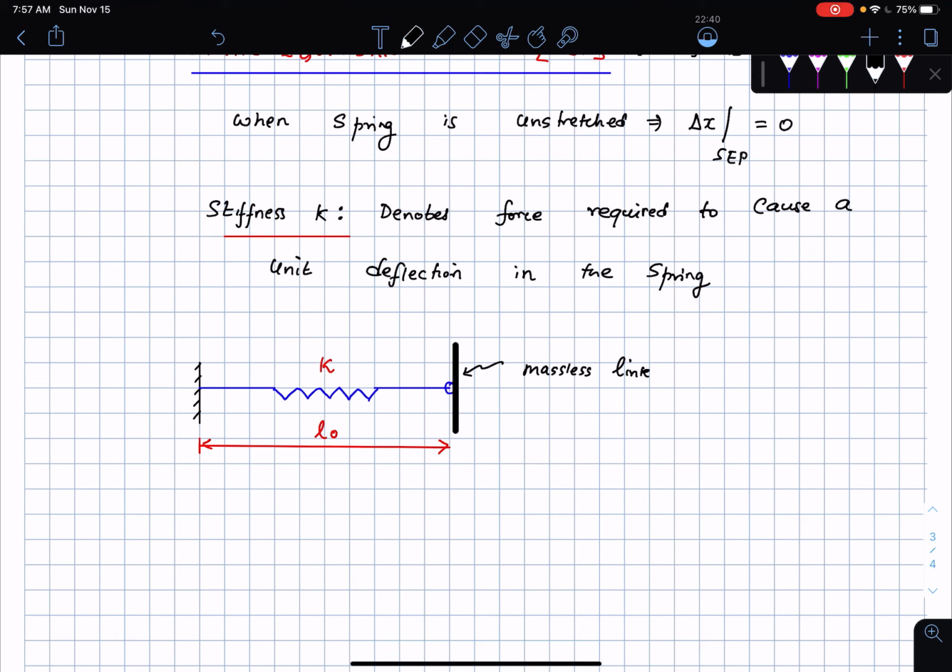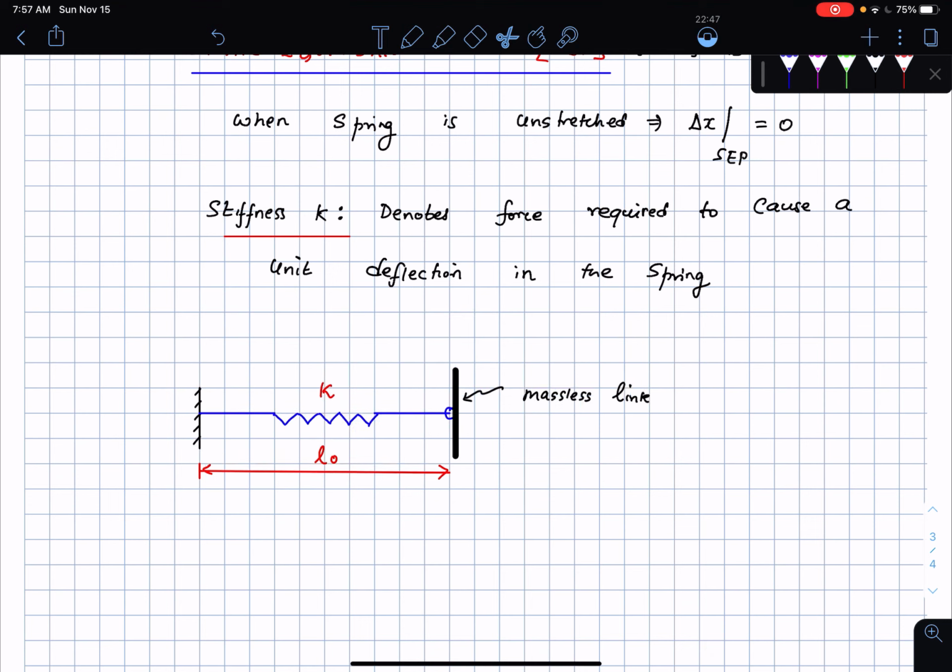Some kind of a massless bar. Okay, and this position of the spring, I'm going to call it the static equilibrium position when the spring length is unstretched. So L naught is the unstretched length, and when the spring is unstretched, we know that it's at SEP, and I always want to have some kind of a sign convention to denote SEP.